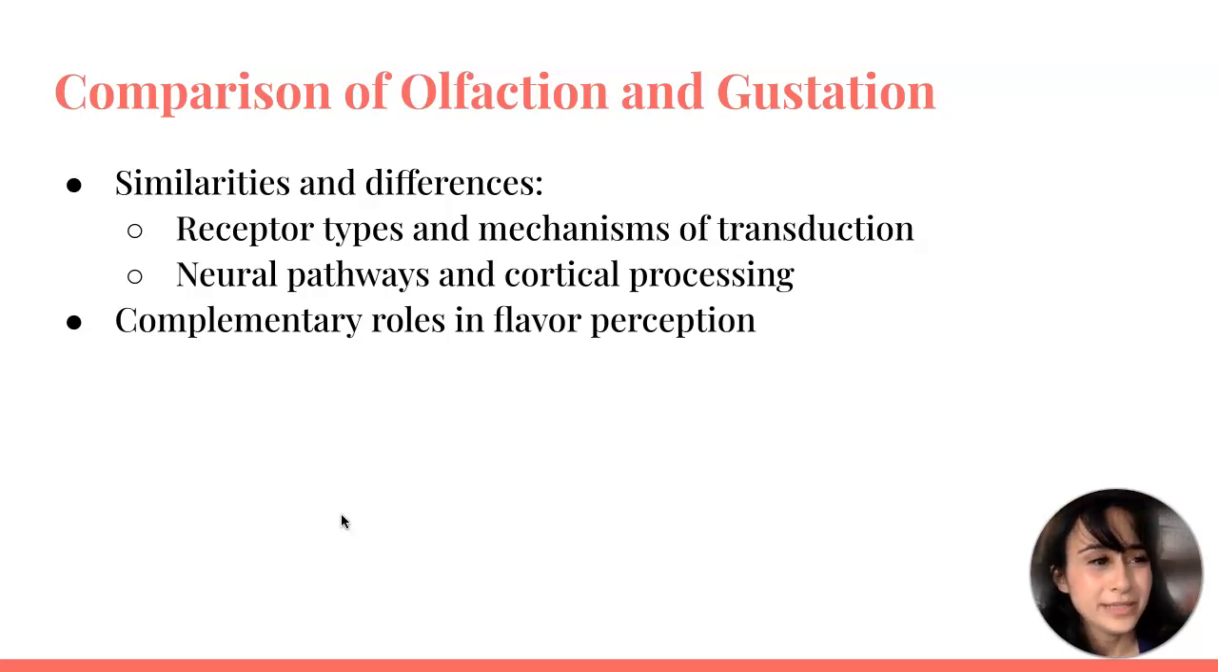And their neural pathways and cortical processing are different. Olfactory information is transmitted via the olfactory nerve, which is cranial nerve 1, to the olfactory bulb, then to the olfactory cortex. In gustation, the taste information is transmitted via the facial nerve for the anterior tongue, and the glossopharyngeal nerve for the posterior tongue and throat, to the brainstem, the thalamus, and the gustatory cortex.